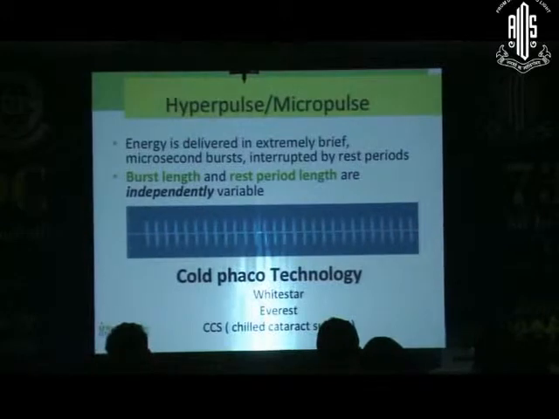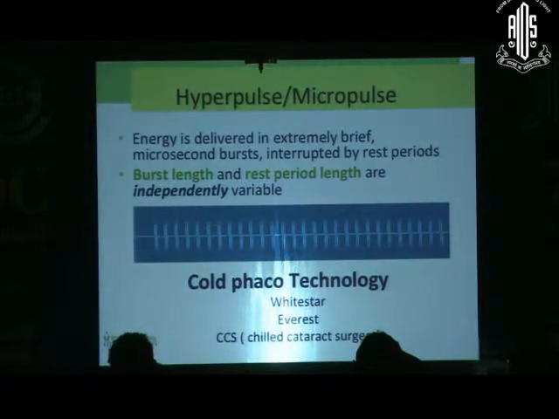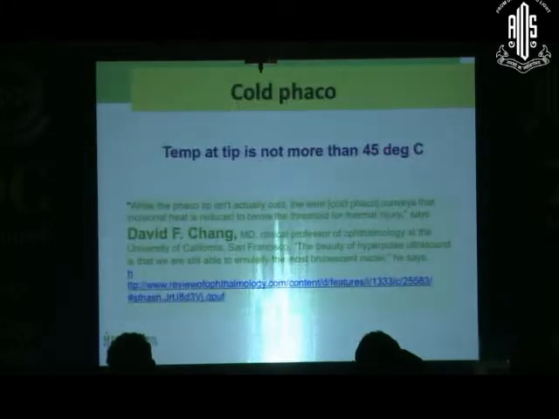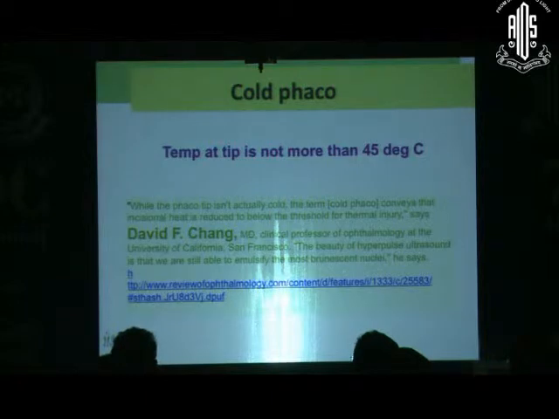So to get over this, the hyperpulse or the micropulses have been described, in which energy is delivered in extremely brief microsecond bursts interrupted by rest periods, and the burst length and the rest period are independently variable. This has been known as cold phaco, white star, Everest. Various companies call it differently, but the basic principle remains the same, that the temperature at the tip should not be more than 45 degrees. And David Chang has described it, saying that though the phaco tip isn't actually cold, it just means there is less thermal injury. And the beauty of this hyperpulse ultrasound is that we can still have enough power to emulsify the hardest of cataracts.